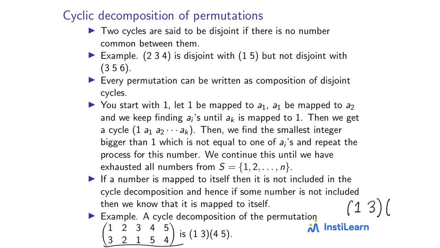Now what is the number bigger than 1 which is not included here? 2, right? So then we take 2. 2 is being mapped to 2. So we don't have to write it. Now what is the next number which is not included? 3 has been included. So next is 4. Now 4 is being mapped to 5 and 5 is being mapped to 4. So we are done. So this is the decomposition into cycles for this permutation which is given to us.